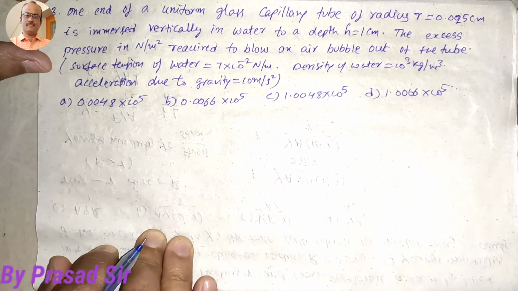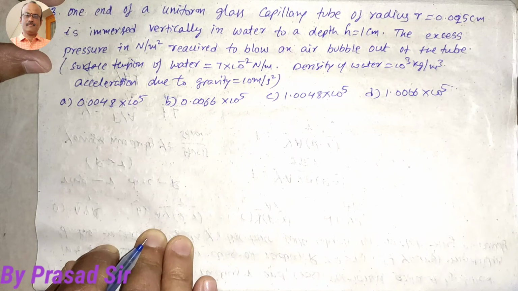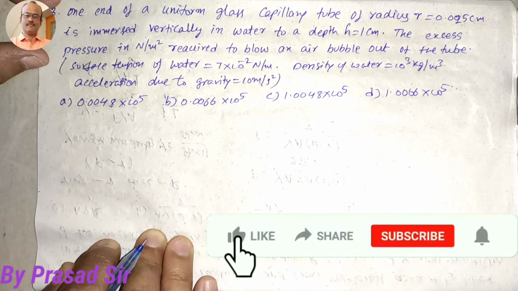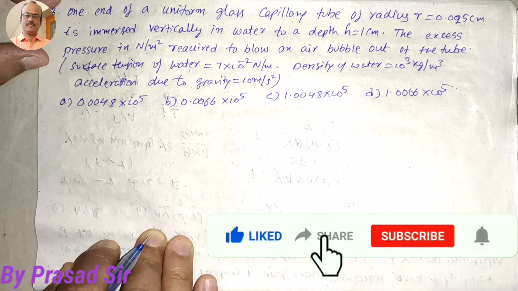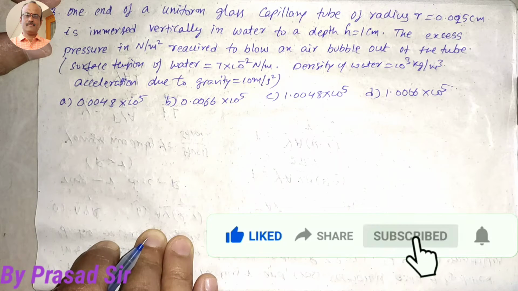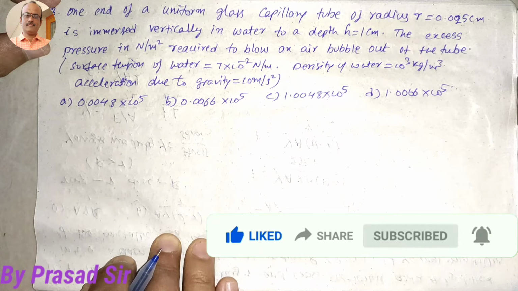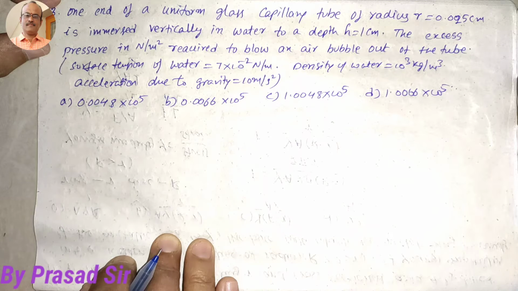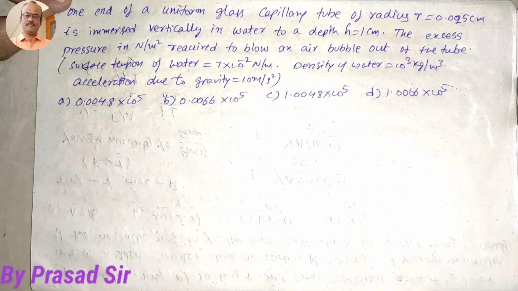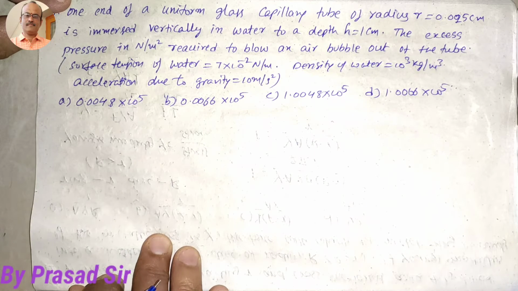Now the question number 13. One end of a uniform glass capillary tube of radius r equal to 0.025 centimeters is immersed vertically in water to a depth h equal to 1 centimeter. What is the excess pressure in Newton per meter square required to blow an air bubble out of the tube? Surface tension of water is given as 7 into 10 to the power of minus 2 Newton per meter, density of water is 10 to the power of 3 kilogram per meter cube, and acceleration due to gravity is 10 meters per second square. So here, the excess pressure in Newton per meter square is required to blow an air bubble out of the tube.